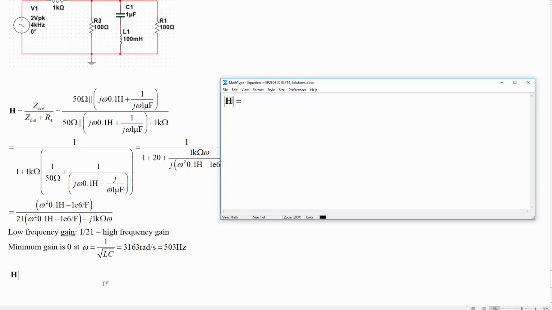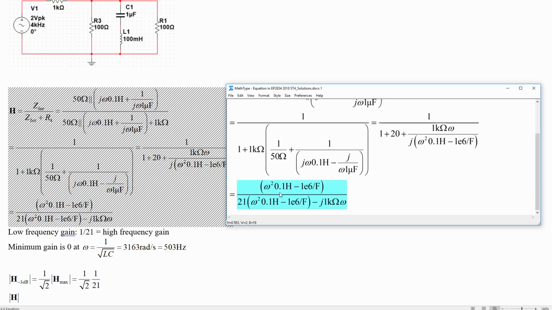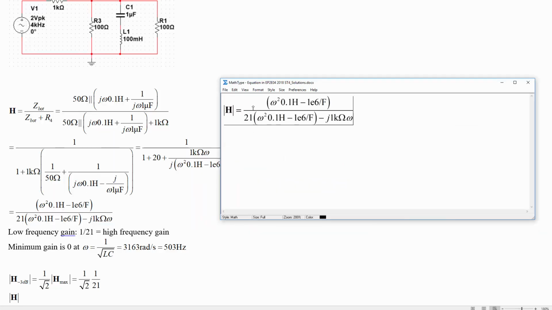So the magnitude of H at the 3 dB frequencies is going to be 1/√2 of the max magnitude of H, which in this case is 1/√2 of 1/21. So first let's find out what the magnitude of H is. So we might consider rewriting this a little bit into an easier form so that it's somewhat easier to read. So actually, first let's simplify H a bit more.